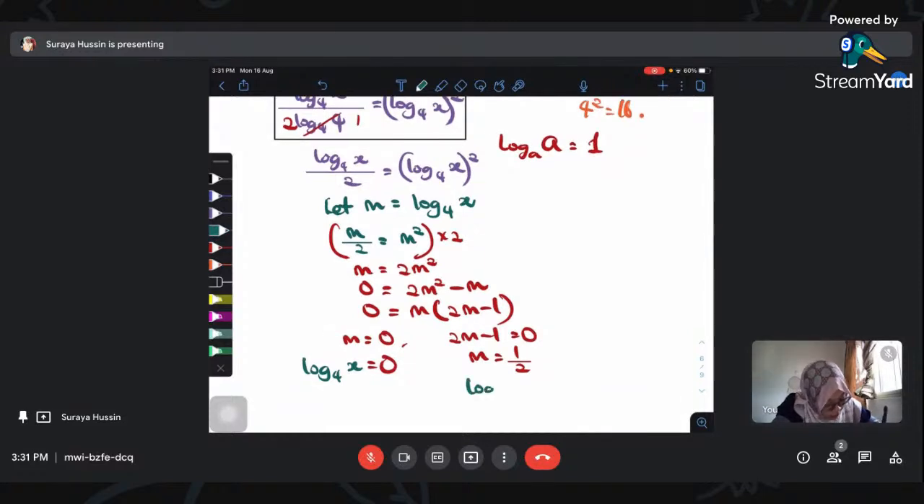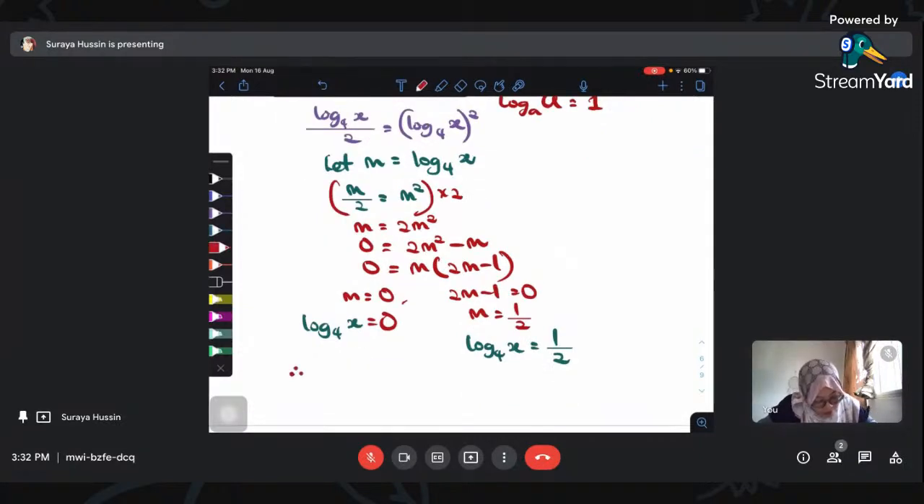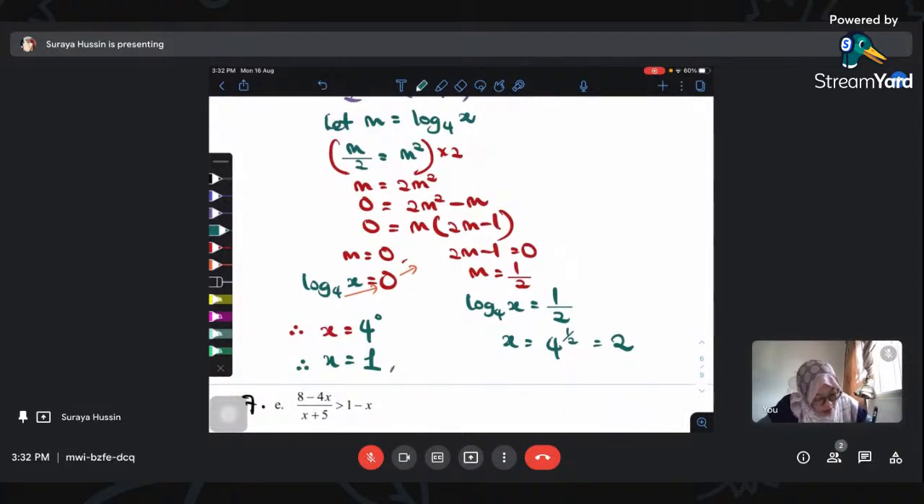Another one, log base 4x equals 1 over 2. Therefore, your x is equal to, bring it up, you will get x equals 4 to the power of 0, which is x equals 1. And another one, x equals 4 to the power of 1/2, which is 2. And the final answer is x equals 1 and x equals 2.